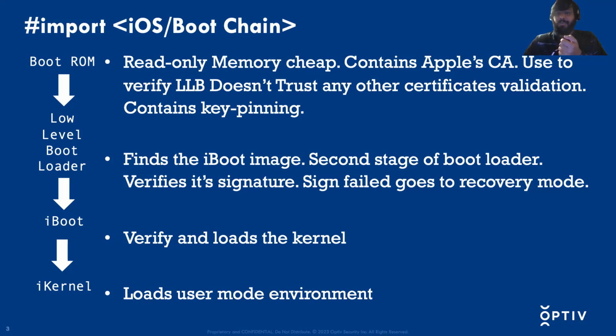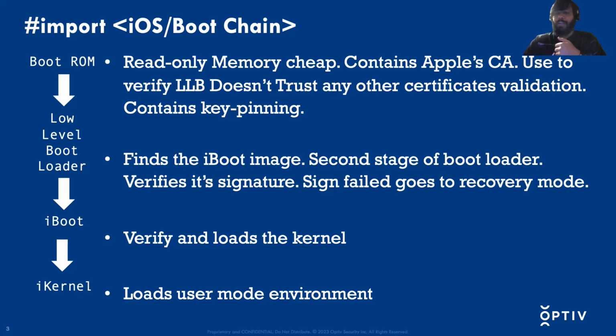Then once the boot ROM loads successfully, it goes to the low-level bootloader, where it tries to find the iBoot image. Locating an iBoot image is the second stage of the bootloader, where it verifies Apple's signature. And if the signature fails, the phone goes to recovery mode. So oftentimes when you try to jailbreak the iPhone, the phone gets stuck in recovery mode. That's the low-level bootloader.